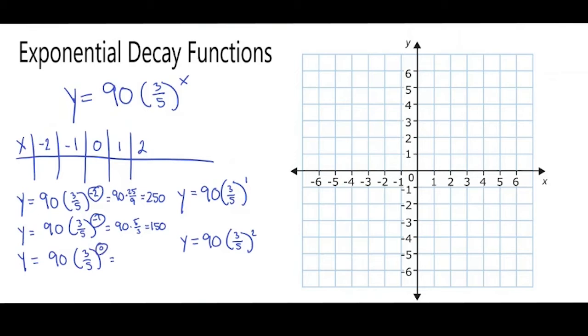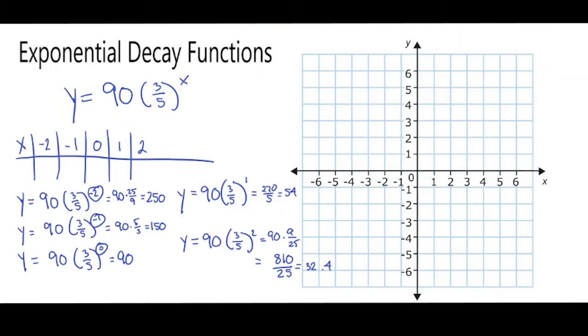Now remember that when 0 is the exponent, anything raised to the 0 power is 1, so 90 times 1 is 90. All right, now 90 times 3/5 to the first power is just 90 times 3/5, which is 270 over 5, which is 54. And next, if I square 3/5, that's 9 over 25, so that's 90 times 9 over 25, which is 810 divided by 25, which is 32.4.